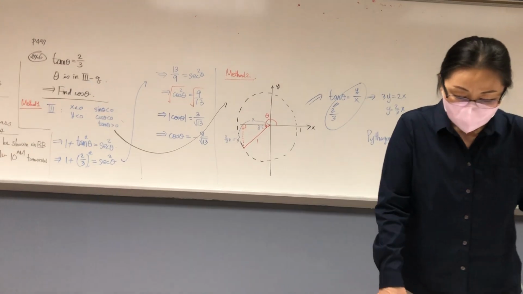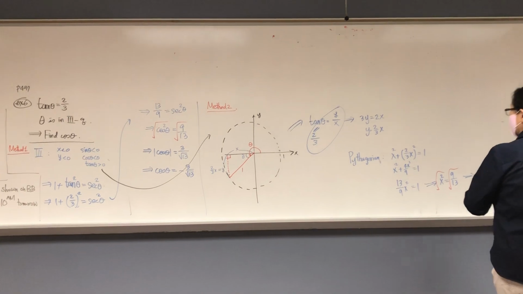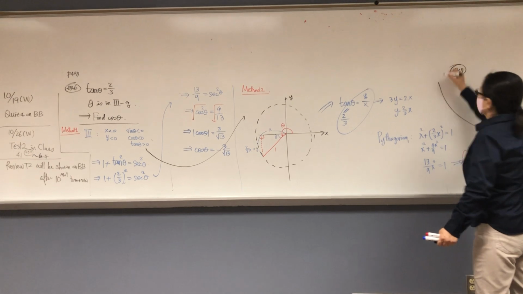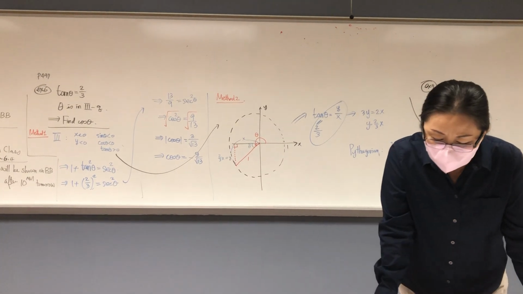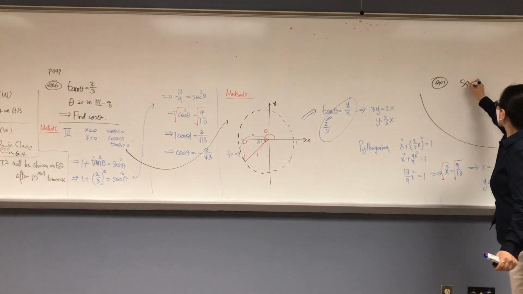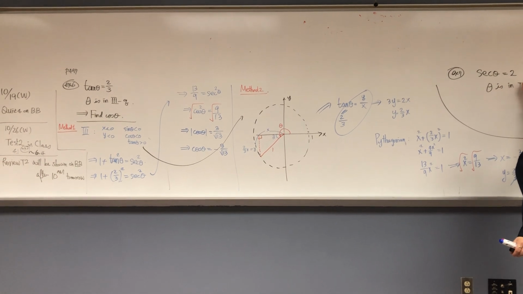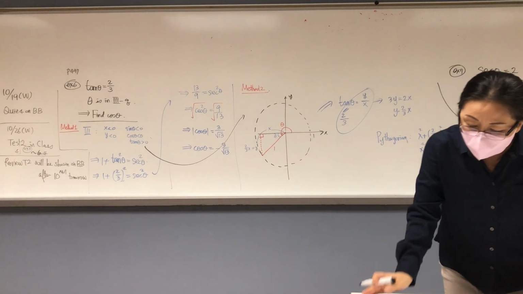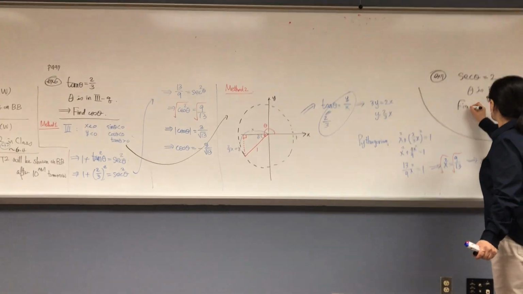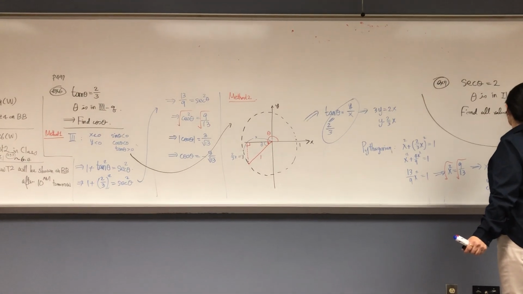How about example 7? Maybe almost we stop. Example 7. Here, what is given? Secant theta is 2. Theta is in fourth quadrant. Now what do I ask? Find all values of the trigonometric functions.